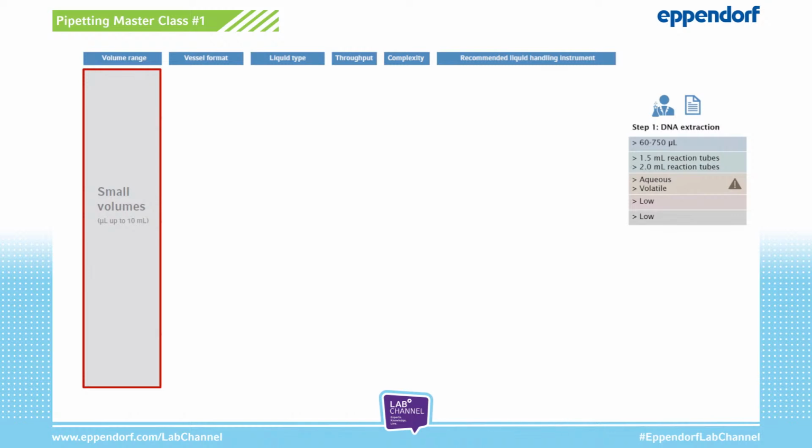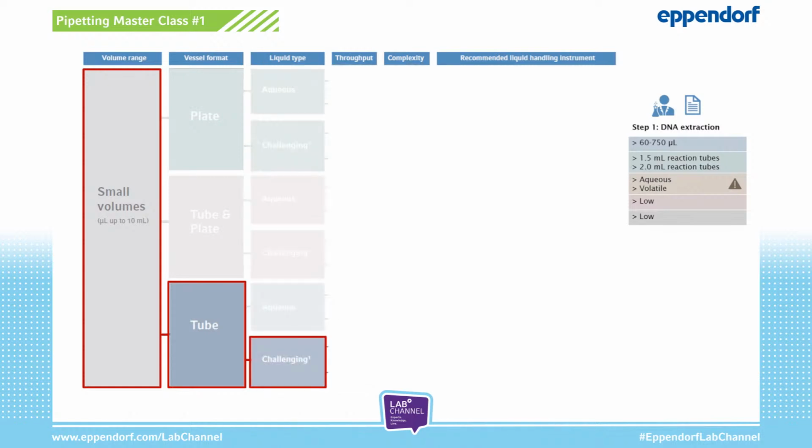So with up to 750 microliter volume, we are clearly in the small volume range, up to 10 ml, and therefore select the selection chart for this volume range. During DNA isolation, we work exclusively with tubes, but with both aqueous and challenging liquids, such as ethanol.